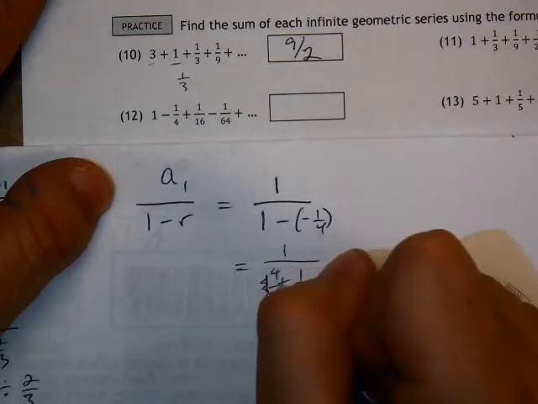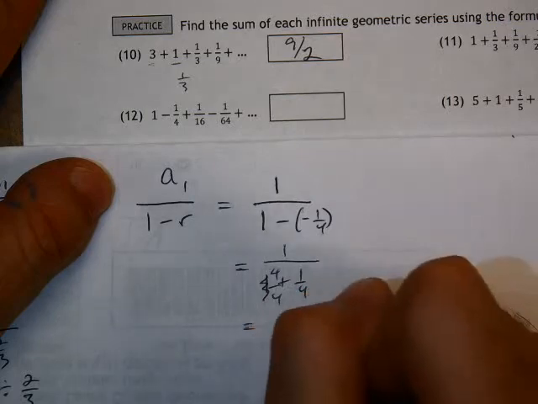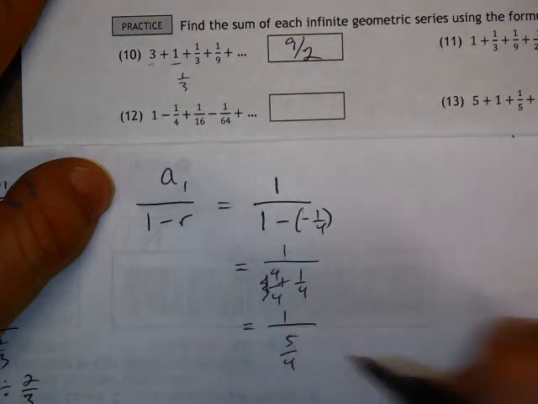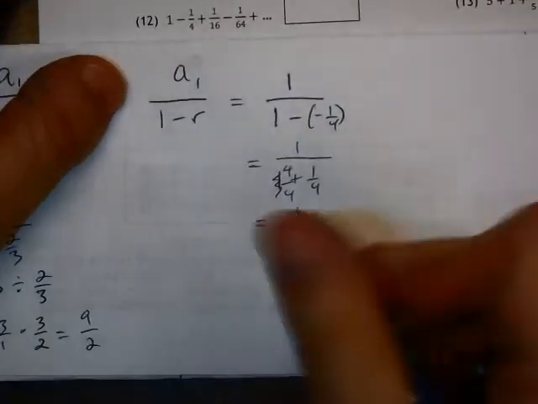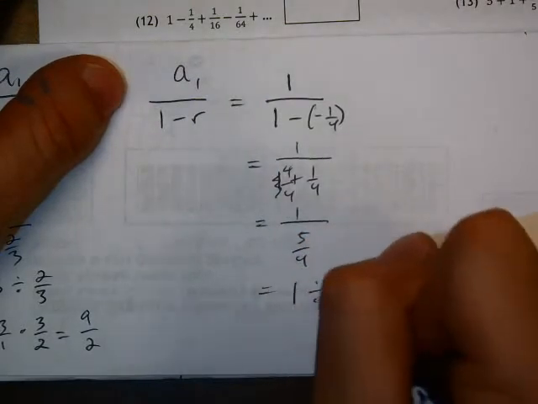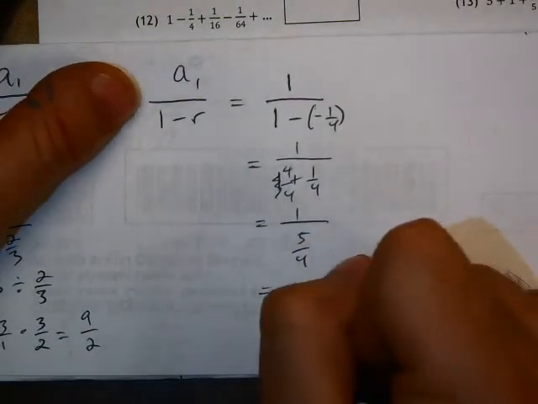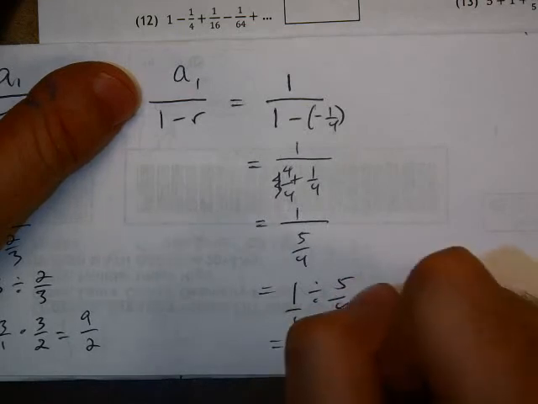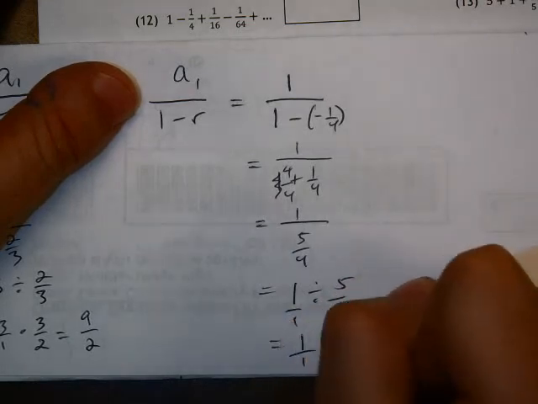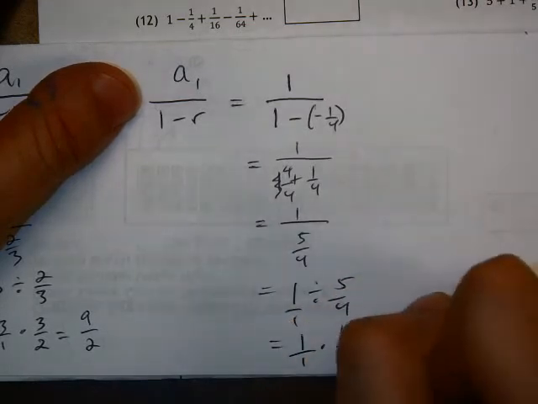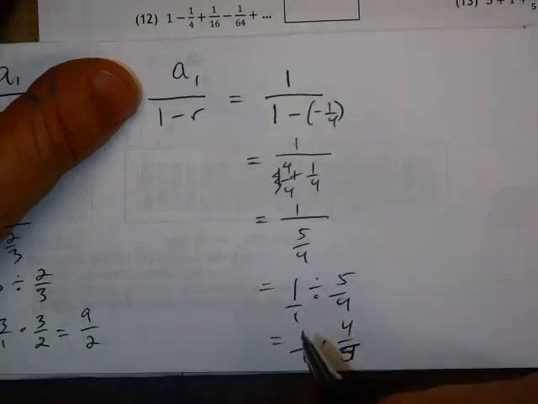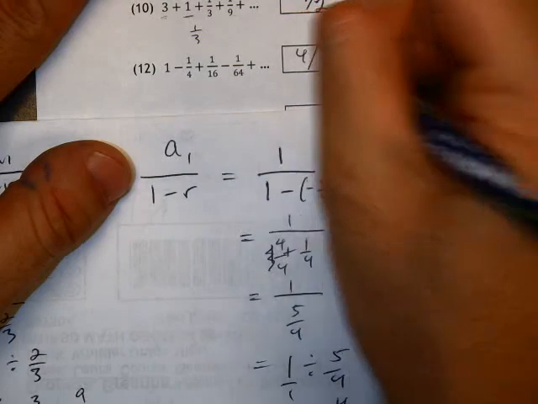This 1 whole becomes 4/4, which means it's 1 over 5/4. And again, like last time, 1 divided by 5/4. This is over 1. Change it to multiplication, becomes 4/5. So this is 1 whole times this. So my final answer is just 4/5, or if you want a decimal, 0.8.